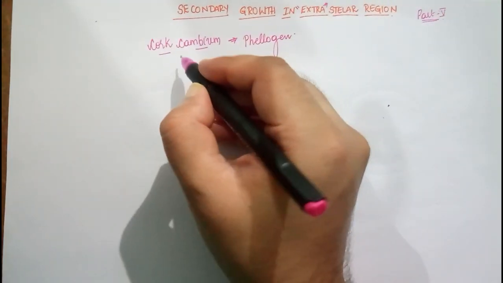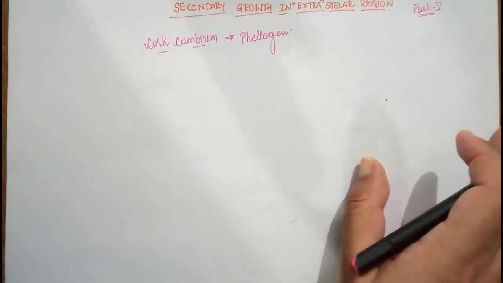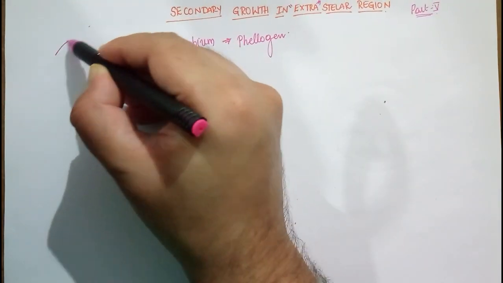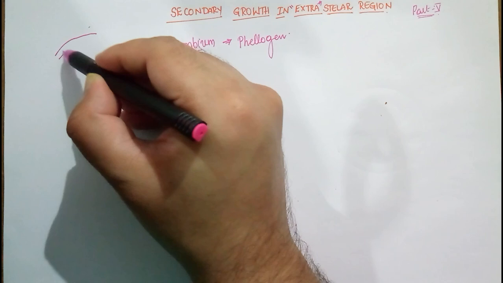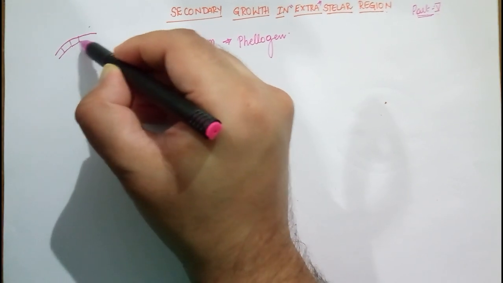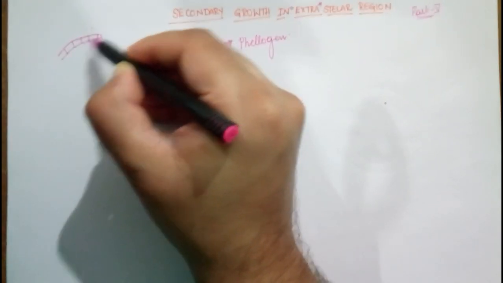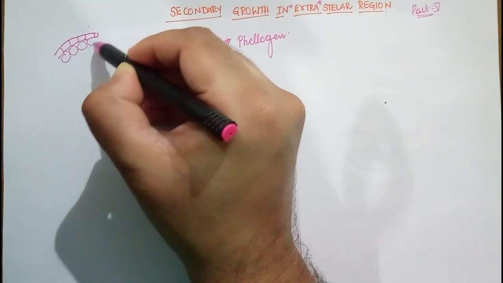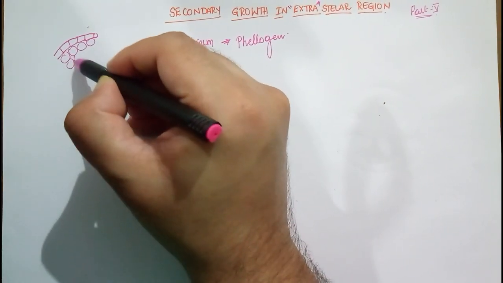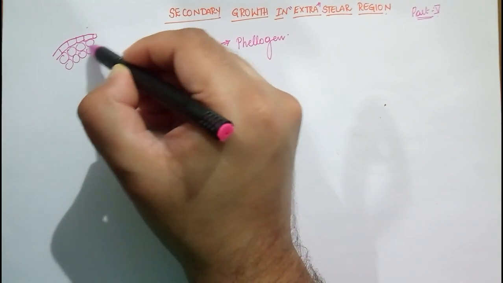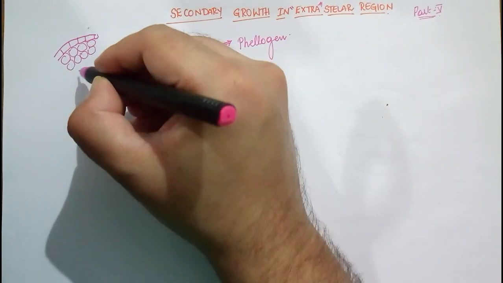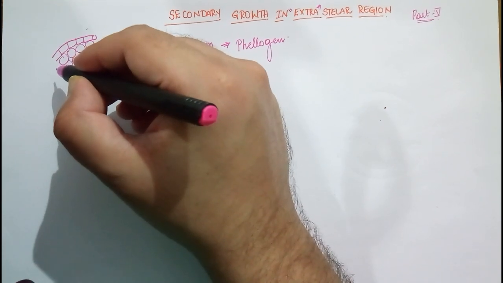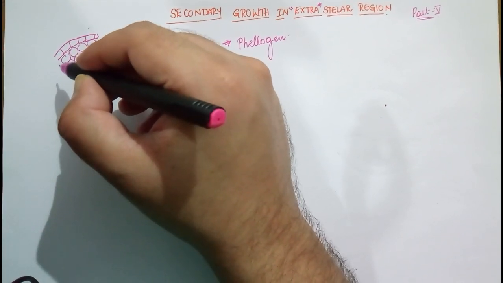Now, where does this cork cambium originate from? This is a question. Guys, if you remember, the outermost layer is called the epidermis, compactly arranged cells. Now, below the epidermis, we have a collenchymatous region which is called the hypodermis, and then the cortex.